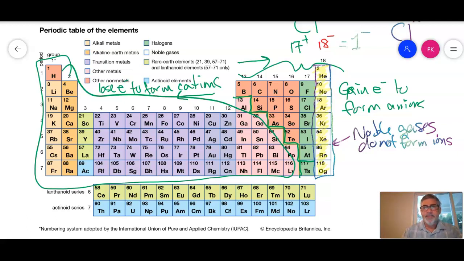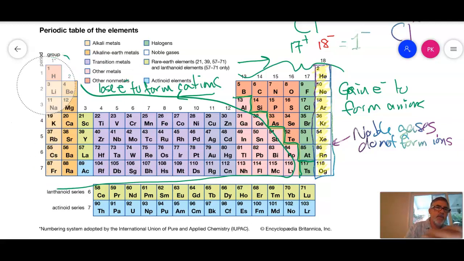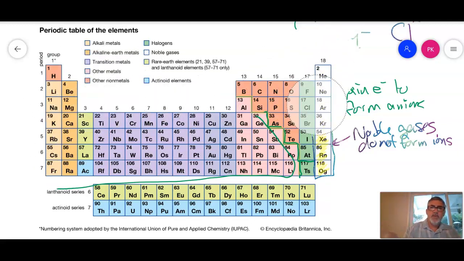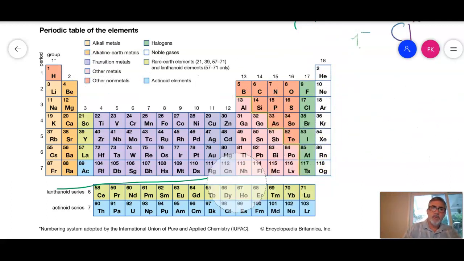All right, so we'll talk a little bit about bonding. Now I've given you a periodic table, so it might be a good idea, let me clean this up a little bit, because I'm going to tell you what to do. All right, so the periodic table, things you should know. Metals will lose their valence electrons. Those are electrons in the outermost orbital.